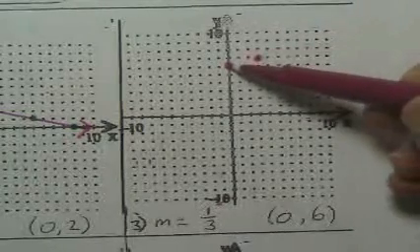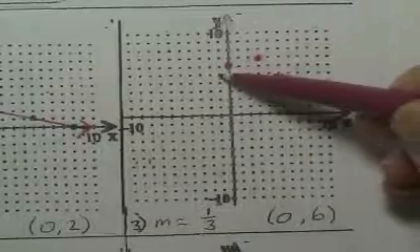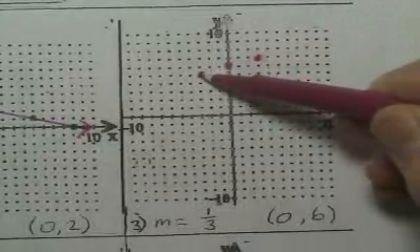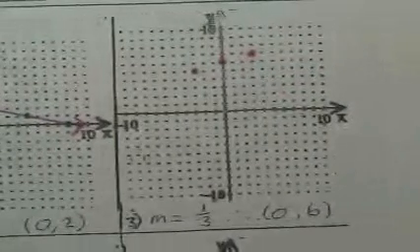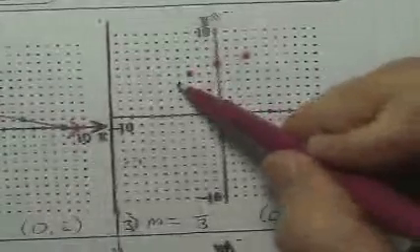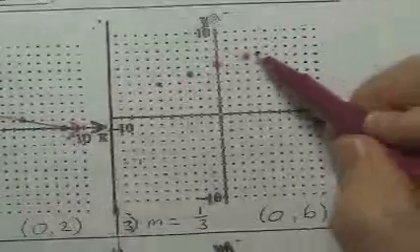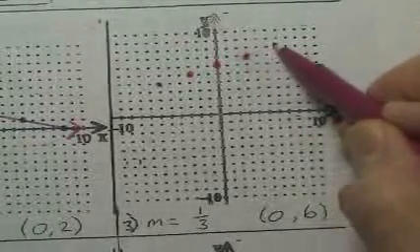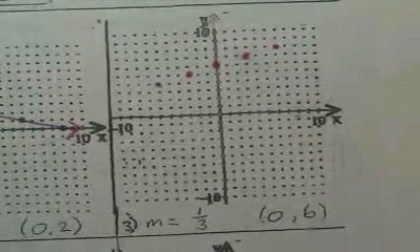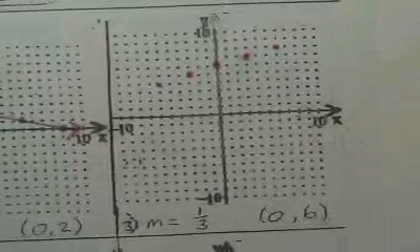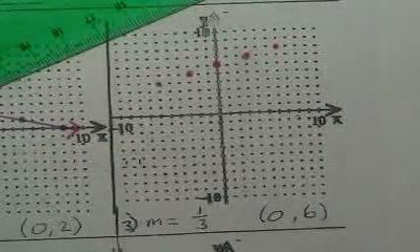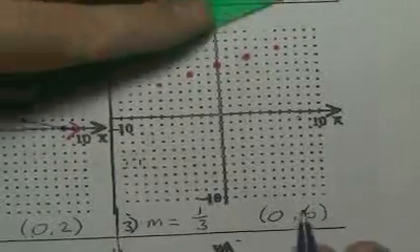Now I'll go down 1 over 3. Down 1 and over 3. 1, 2, 3. There you go. There's 3 points. If you want to do more, go down 1 and over 3. 1, 2, 3. Just keep going. All you really need is just 3, but if you want to do more, go ahead. Knock yourself out.